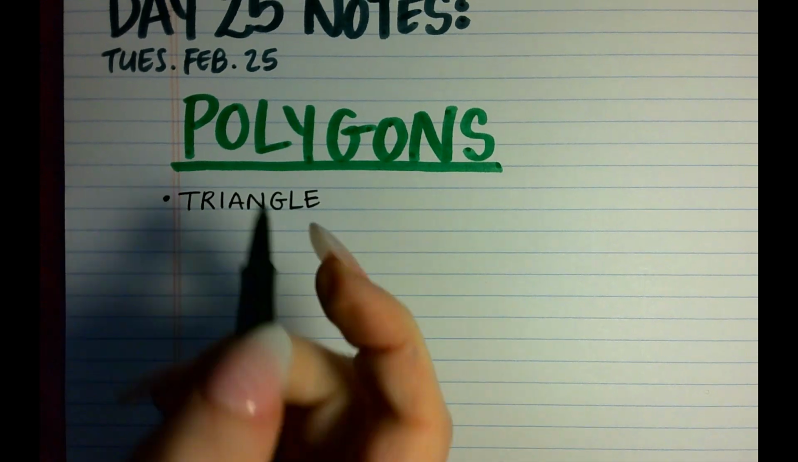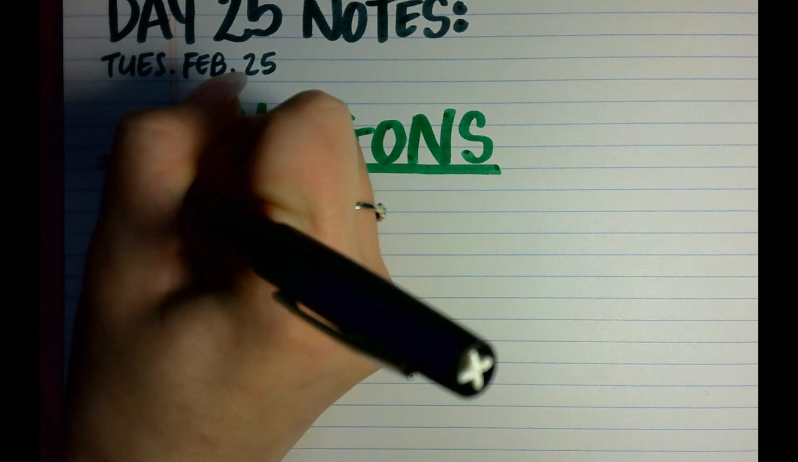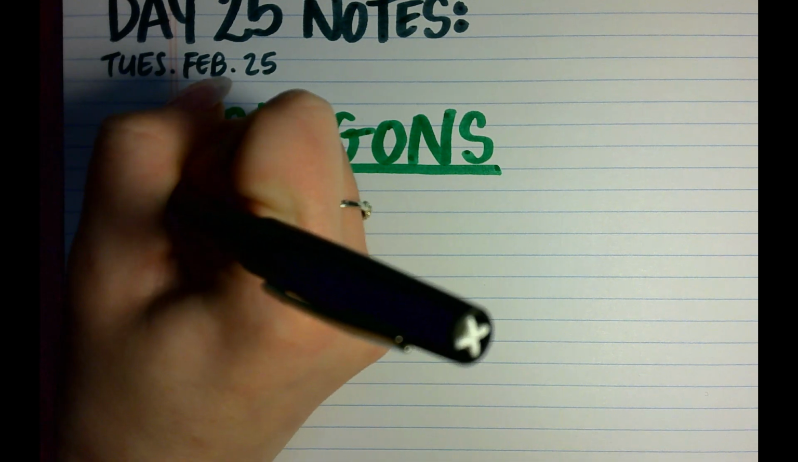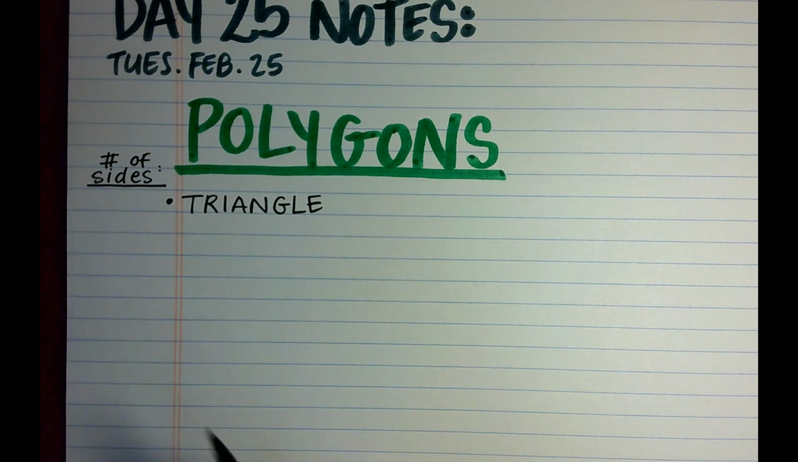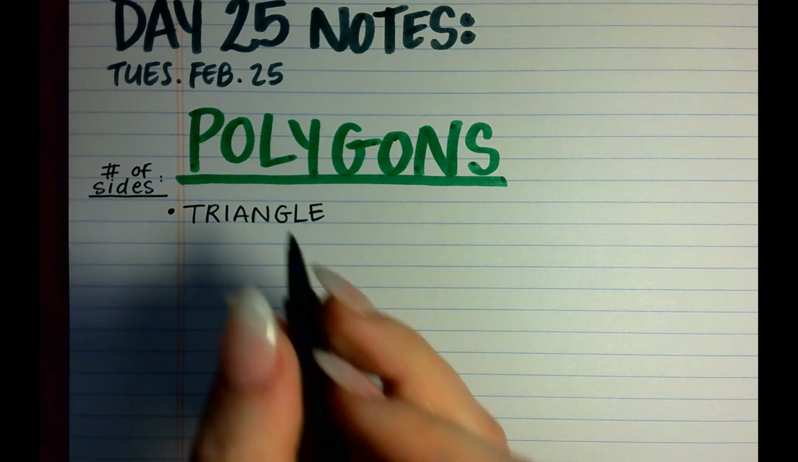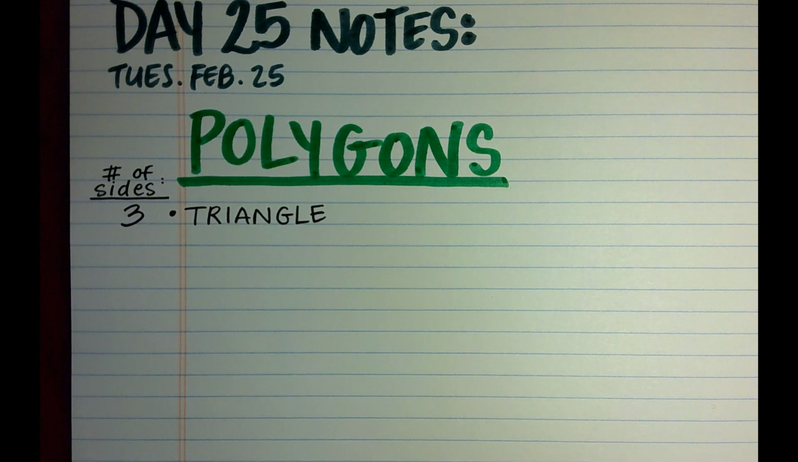And beside this, I'm going to write number of sides. Triangle, how many sides does a triangle have? 3. So, a triangle has 3 sides.